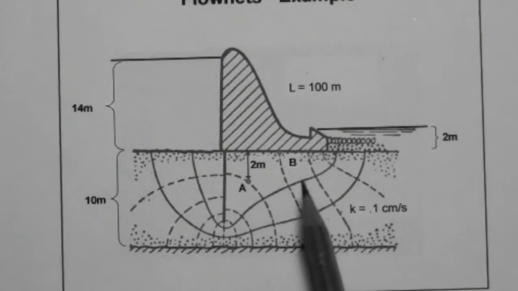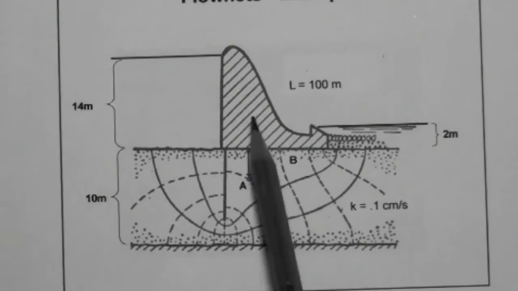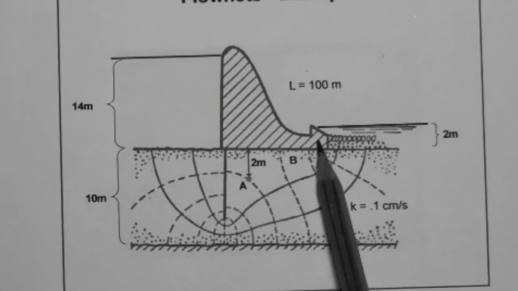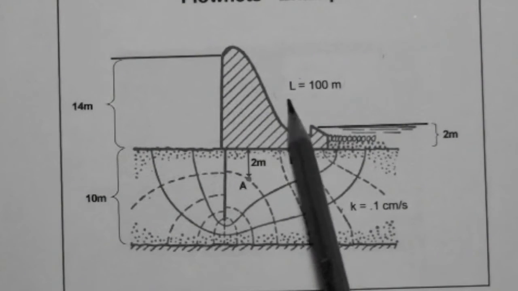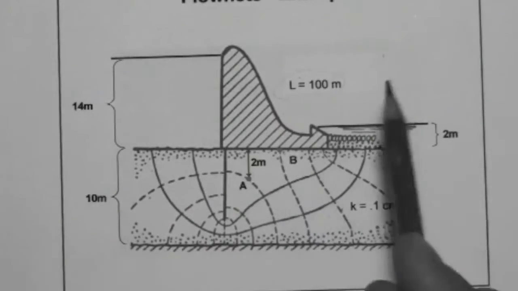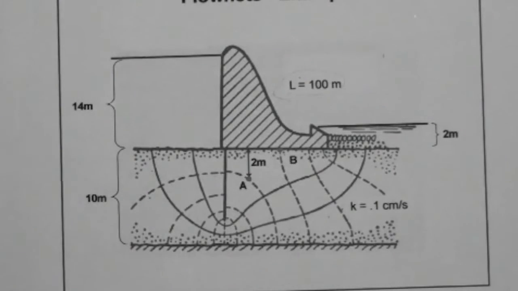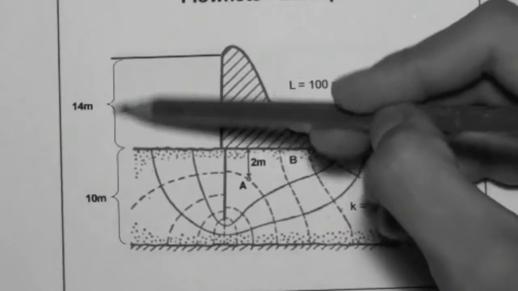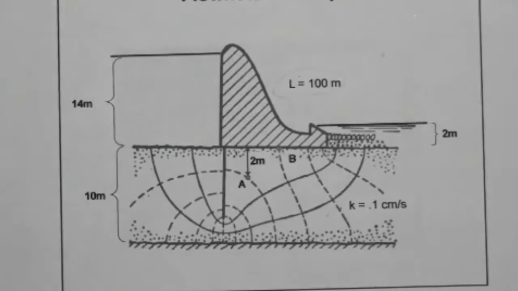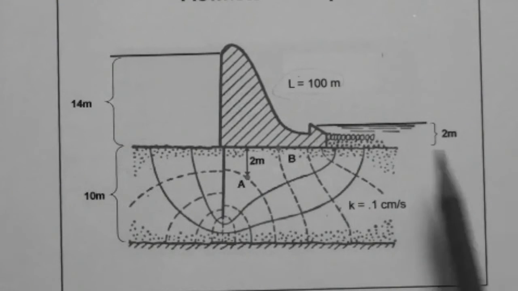Okay, so here is the dam. It's a concrete dam. The length of the dam into the paper is 100 meters, so the dam extends 100 meters into the page. Because it is so long compared to its height, 14 meters, we can use two-dimensional flow analysis, that is 2D seepage, Laplace's equation in 2D, to get solutions for this geometry.